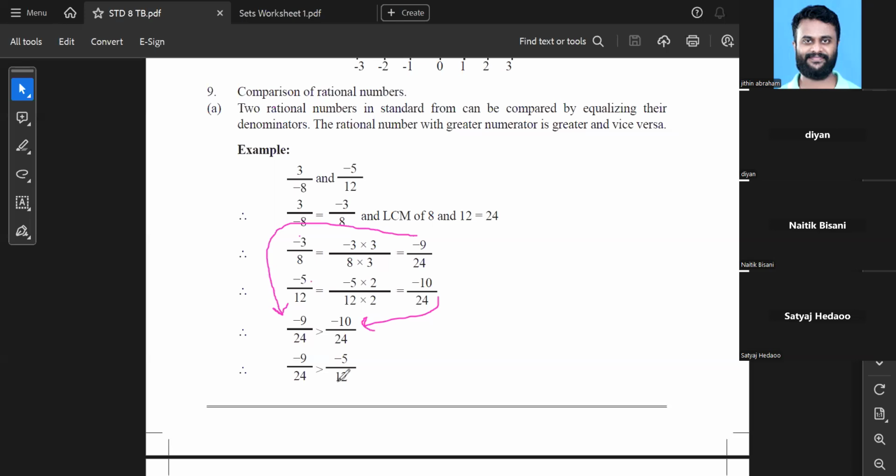Now it's your call. You either keep it like it, or instead of writing -9/24, you can write this number back over here. It's a printing error. Instead of this number, you'll have to write this number 3/-8, and instead of the second number, you'll write this particular second number -5/12. Am I clear?